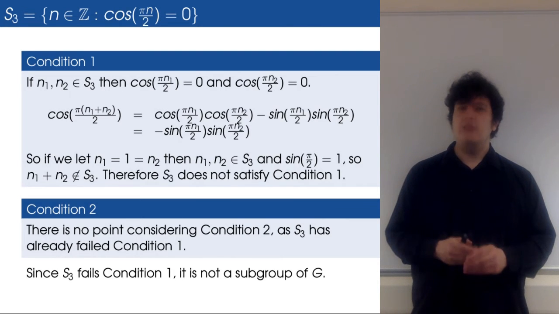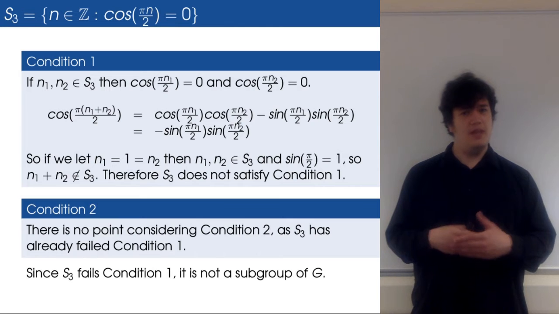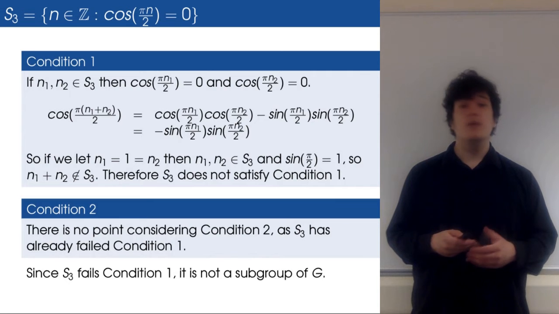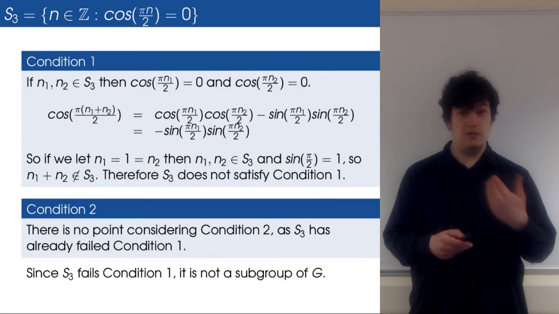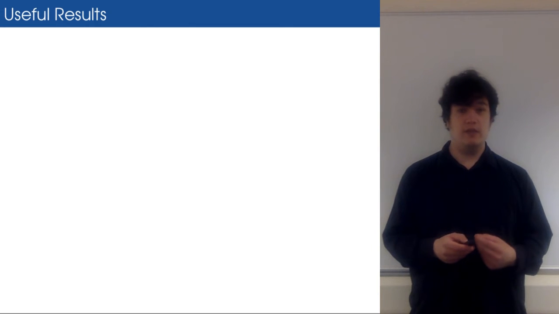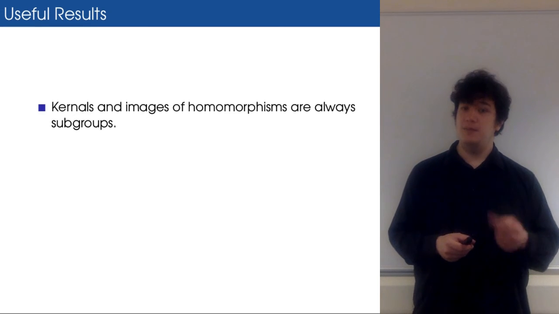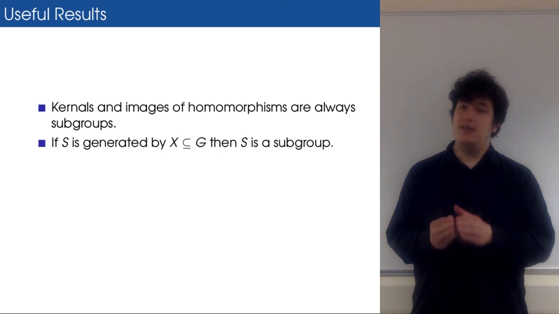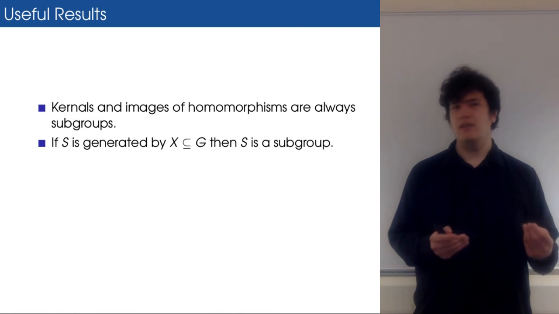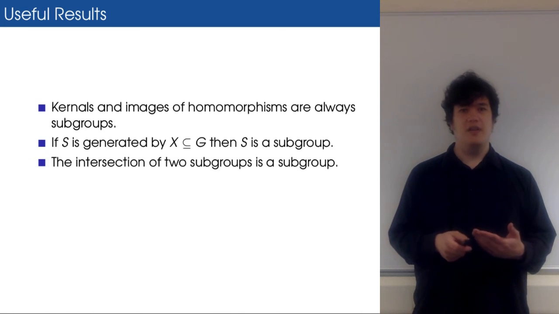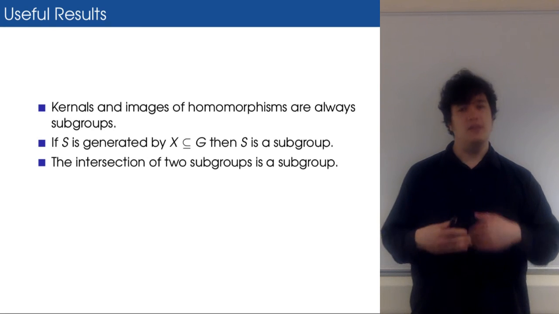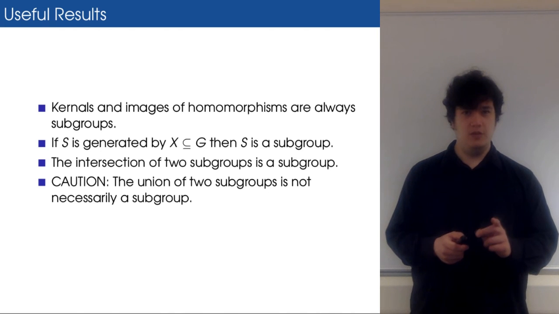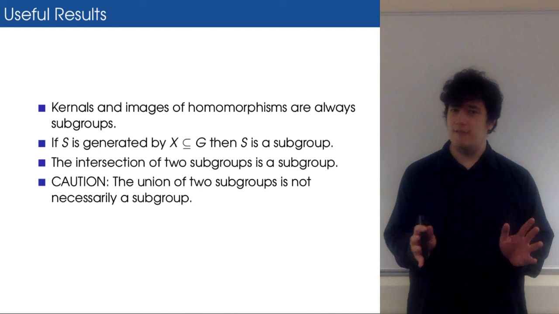Now this kind of proof technique will work for any subgroup in any group, but sometimes rather than going through all that work, you want to take a few shortcuts. So here are some results that you can use to prove that something is a subgroup indirectly rather than through this kind of calculation. Kernels and images of homomorphisms are always subgroups. Any subset which is generated by some x is automatically a subgroup. The intersection of two subgroups is always a subgroup. But be warned, that the same does not apply for unions. So the union of two subgroups is not necessarily a subgroup.